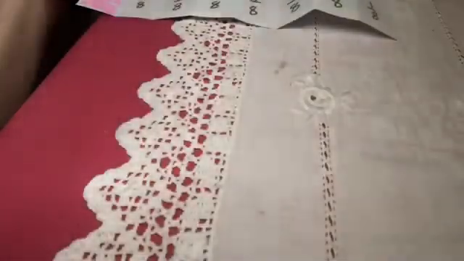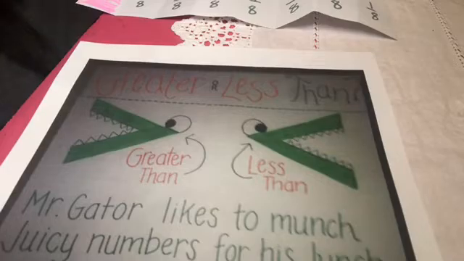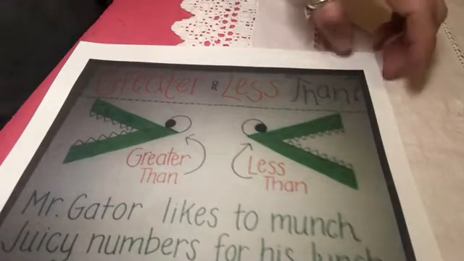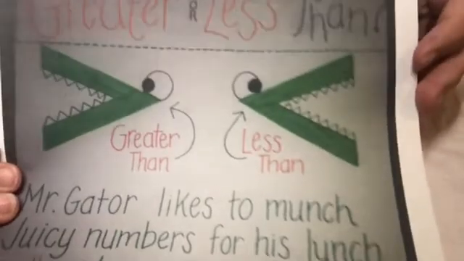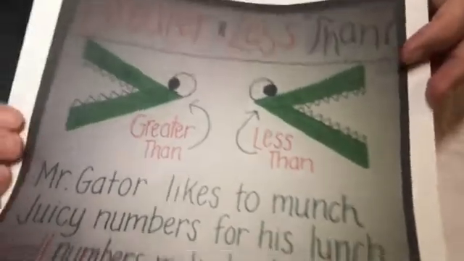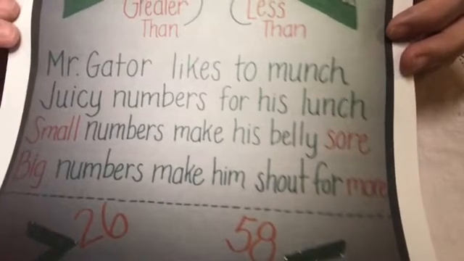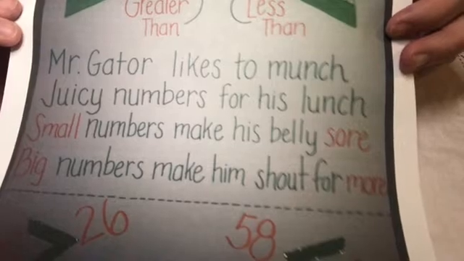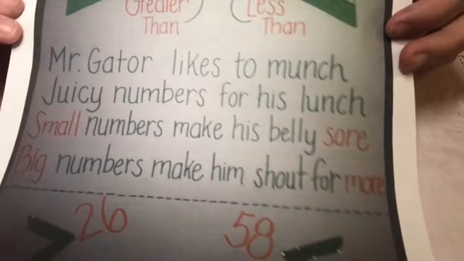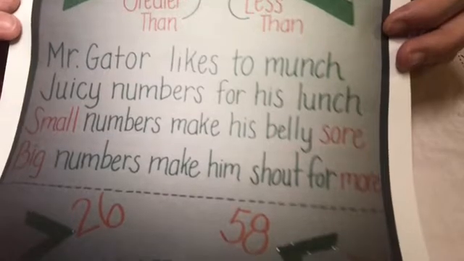Okay, third graders, I want to remind you of the greater or less than alligator. So remember, an alligator is always starving and will always eat the biggest number. Mr. Gator likes to munch juicy numbers for his lunch. Small numbers make his belly sore. Big numbers make him shout for more.